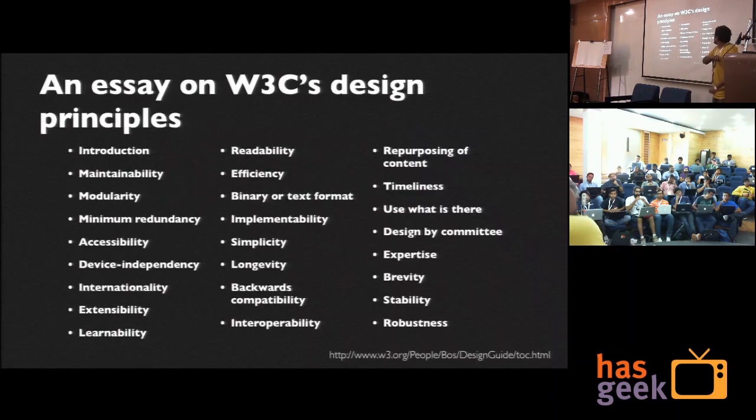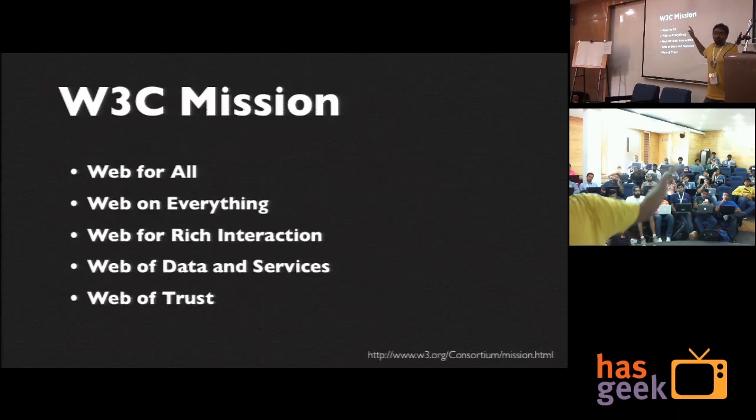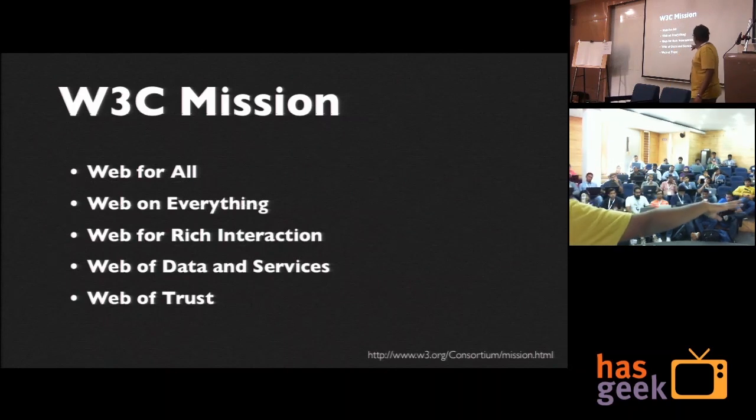Further from there, W3C went on with a whole range of principles: readability, timeliness, and so on. Go and read about this. I'm not going to spend time on these. They went on to a mission where they said that we want web for all, web for everything, web for rich interaction, data and services, and trust. And that is important: web for all and web on everything.